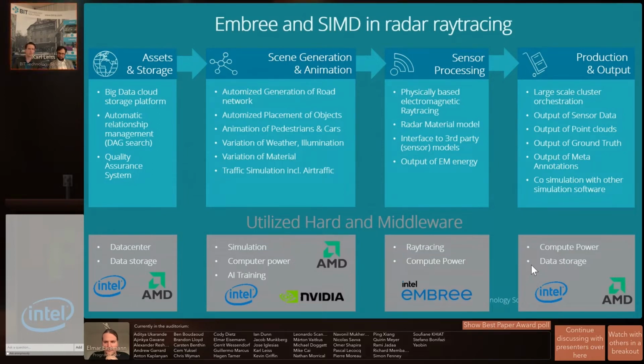Radar was a pretty short topic. We started it just 2 years ago. Now we have things already up and running.